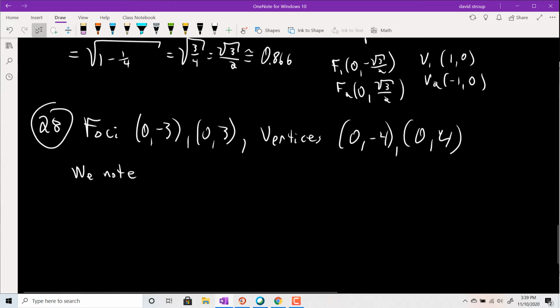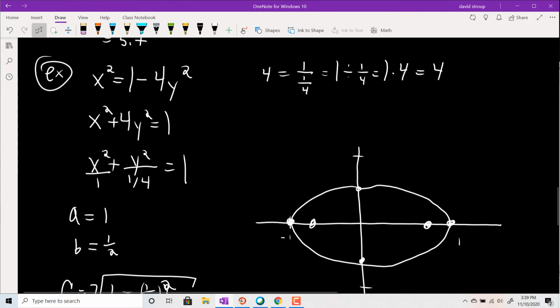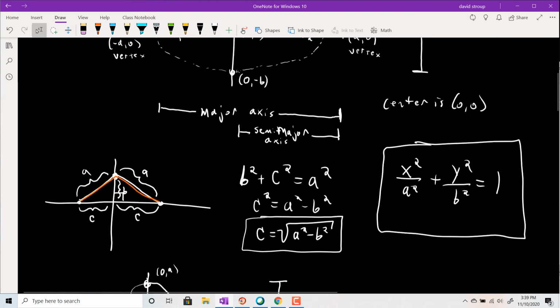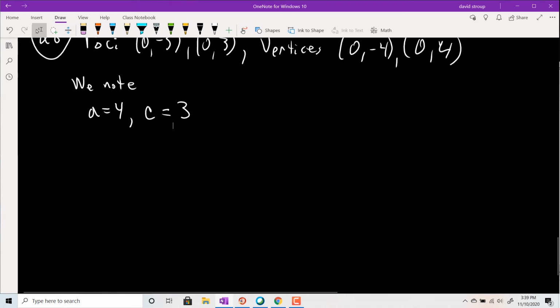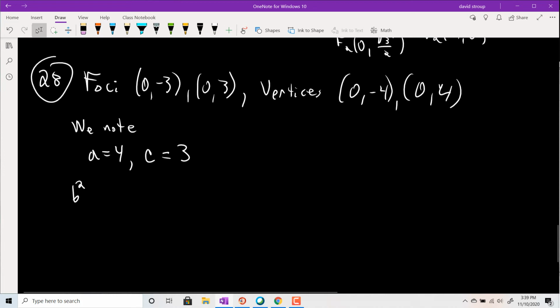because the vertices are given by the A values, that A must equal 4. And because the foci are given by the C values, C must equal 3. And A and B and C always have to be positive numbers. Okay. So from here, we can use our formula from way back in the day when we first started talking: B squared plus C squared is A squared.